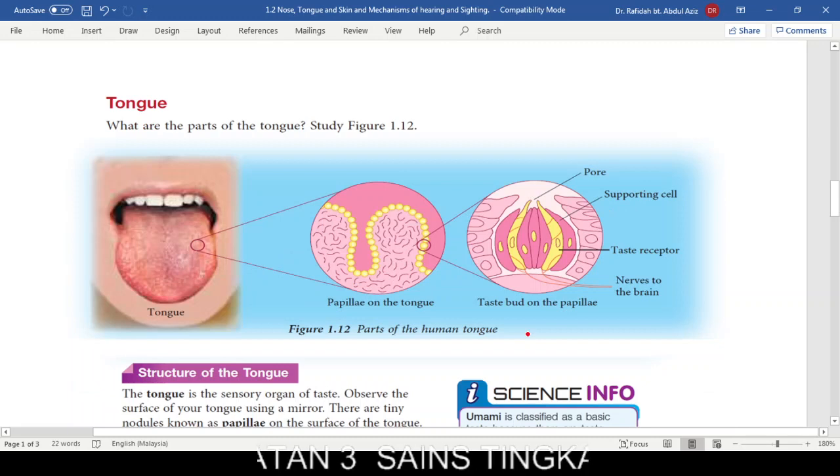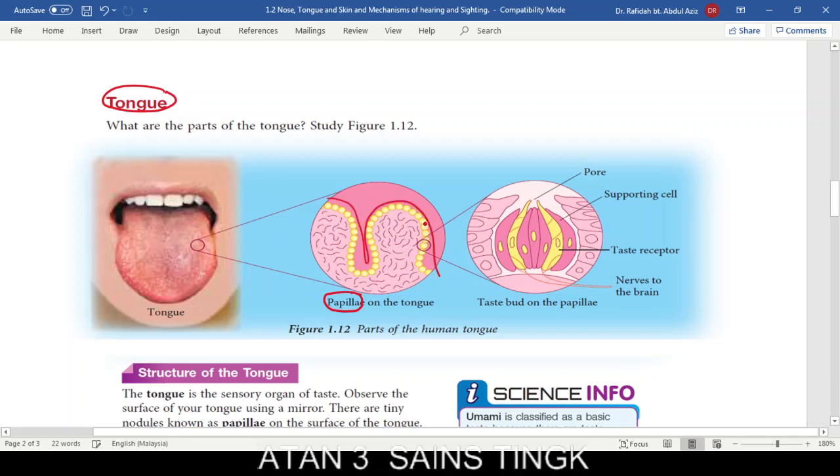Next we go to the fourth sensory organ, that is the tongue. What are the parts and the structure of the tongue? If we put our tongue out like this, we can see tiny poles and maybe small holes, which we call papillae. The structure of the papillae on the tongue is as shown in this diagram.